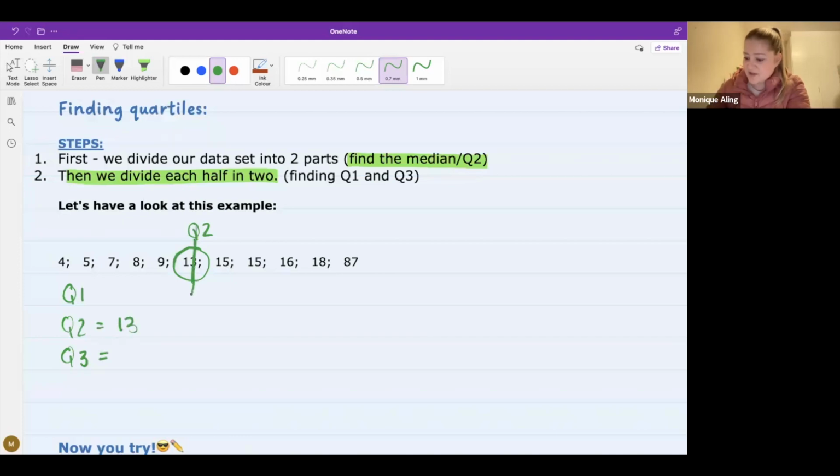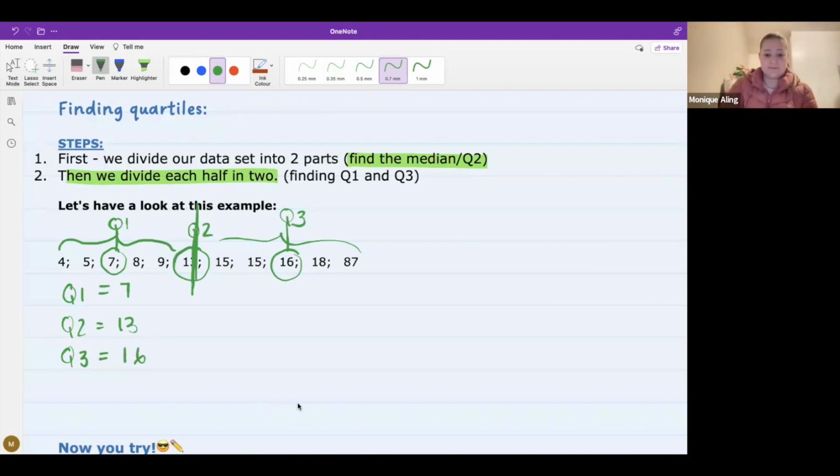So now I've split the data into 2 equal halves. I'm now going to find the middle number of the first half, which is going to be 7. And the middle number in the second half is 16, which is quartile 3. Nice, well done, Amakle.